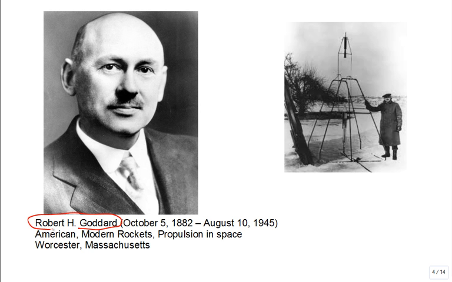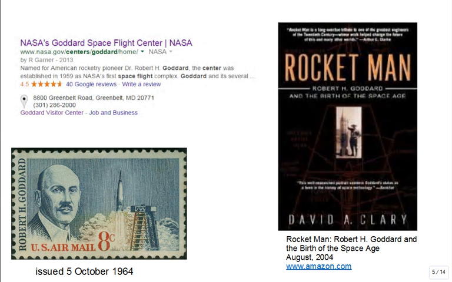Goddard, you ever heard of his name? He is the American rocket pioneer of modern rockets. He worked and lived in these years, and he died in August of 1945. He started out in Worcester, Mass., but did a lot of testing of rockets out in New Mexico. We honor him by naming one of the NASA centers. That NASA center located in Maryland is named the Goddard Space Flight Center.